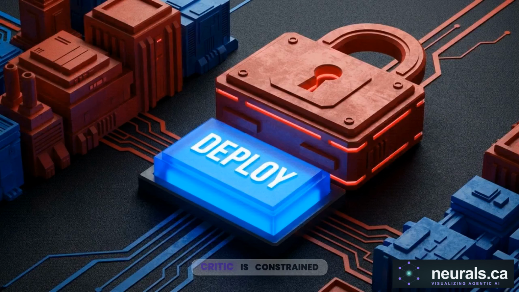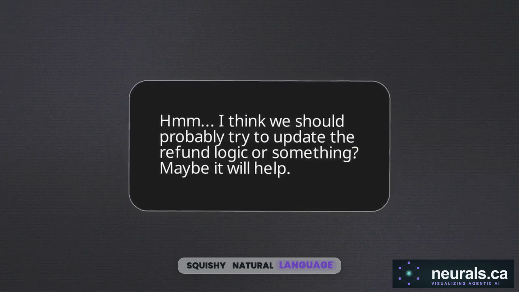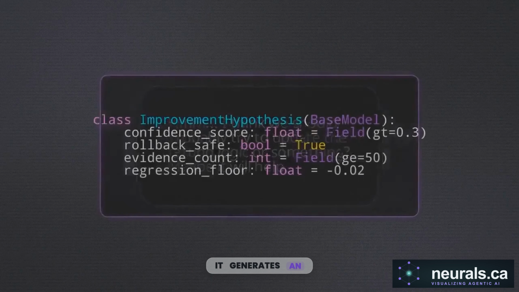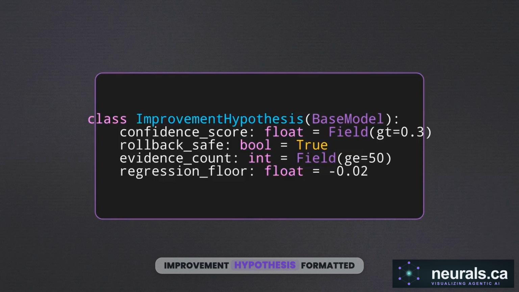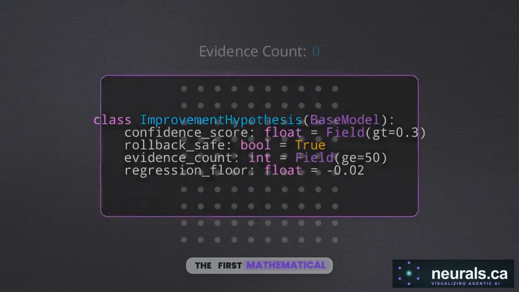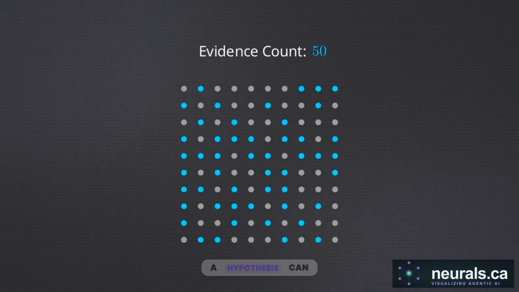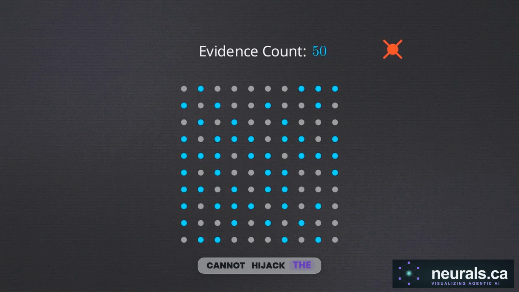The output of the critic is constrained by strict typing. It does not output squishy natural language. It generates an improvement hypothesis, formatted as a rigid Pydantic data model. The first mathematical guardrail is an evidence floor. The model requires a minimum of 50 independent events before a hypothesis can even be drafted. One loud outlier cannot hijack the entire system.